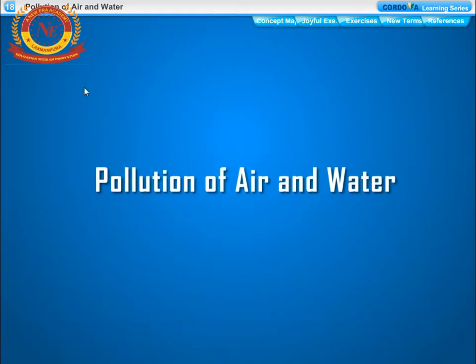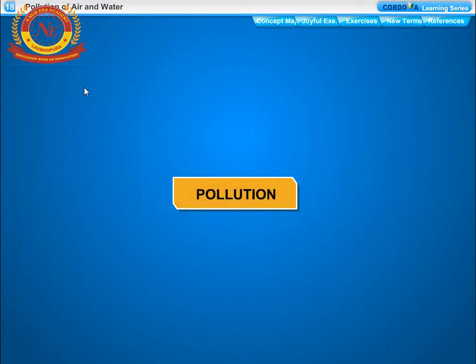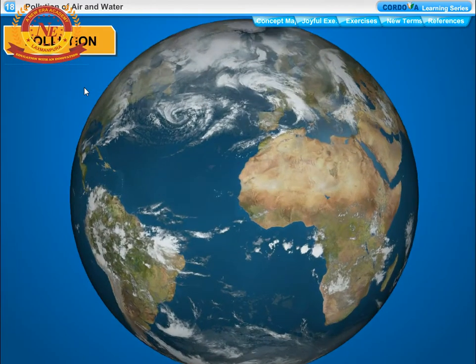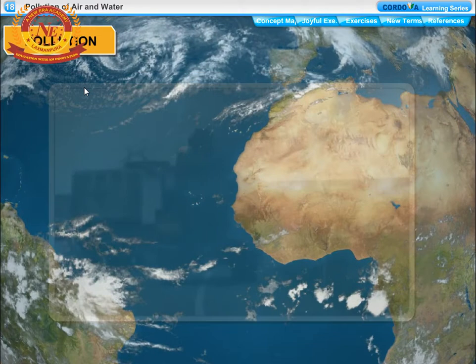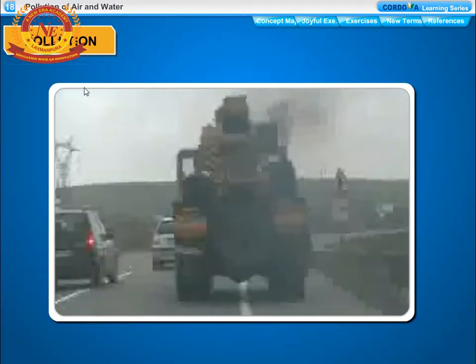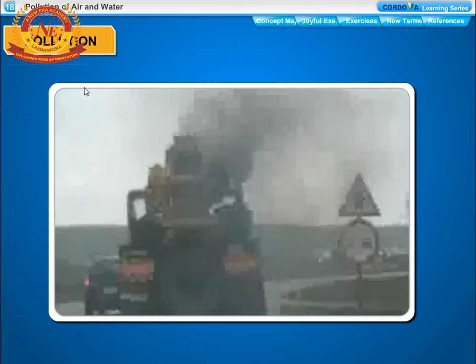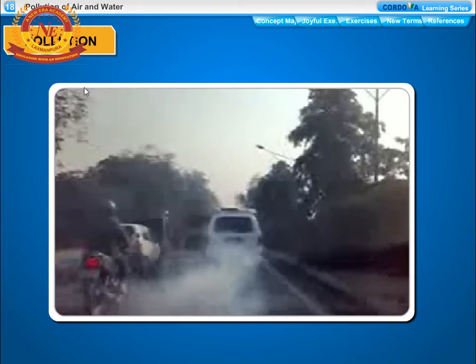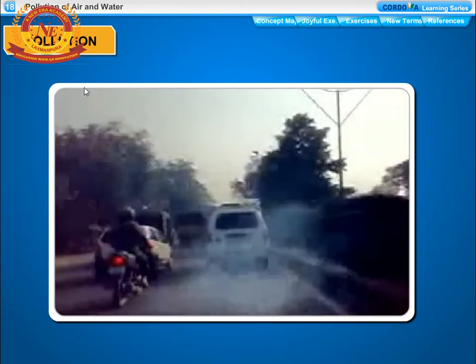Chapter 18. Pollution of air and water. Pollution. The contamination of natural resources like air and water due to addition of harmful, toxic and poisonous substances carried mainly by human activities is called pollution. Any substance that causes pollution is called a pollutant.